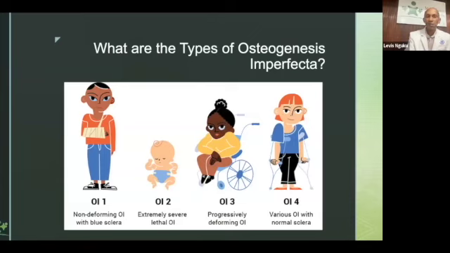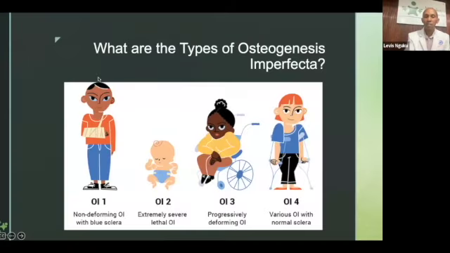There are different types of osteogenesis imperfecta. Actually, scientifically, we talk about 19 types. But here, we're not going to talk about all the 19 types. We'll talk about the 4 that are very common. Many of the remaining 15 or so are slight variations of these 4 that are here.